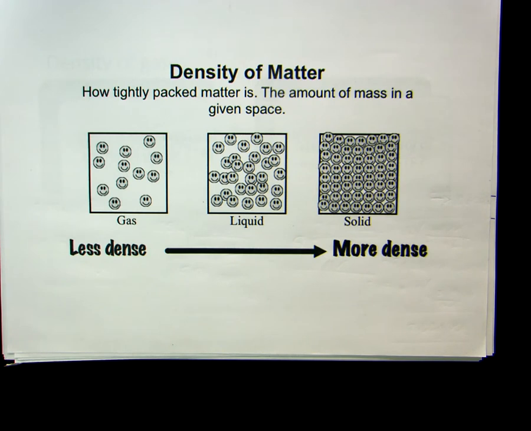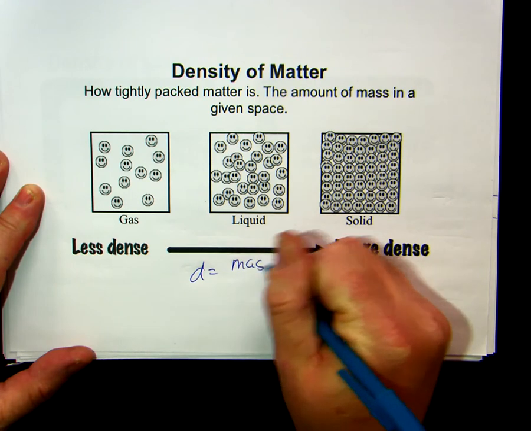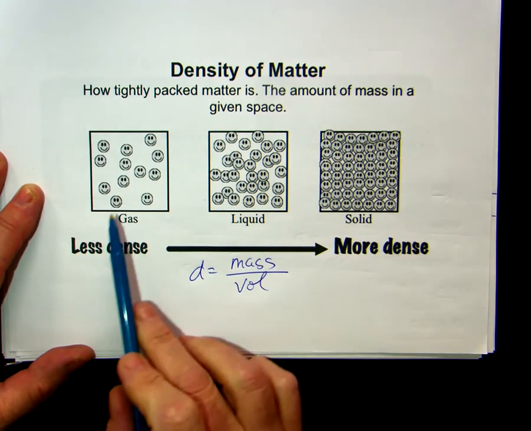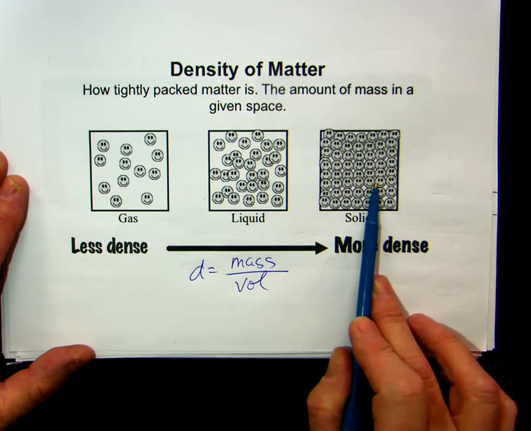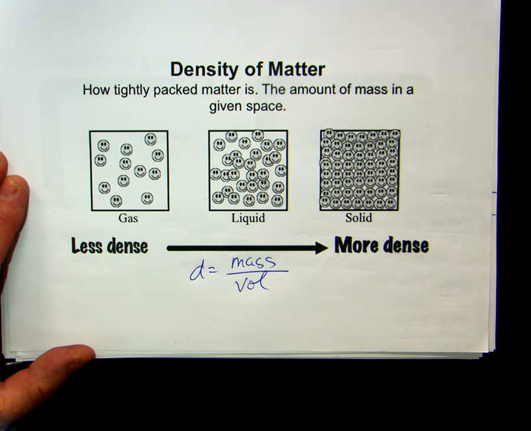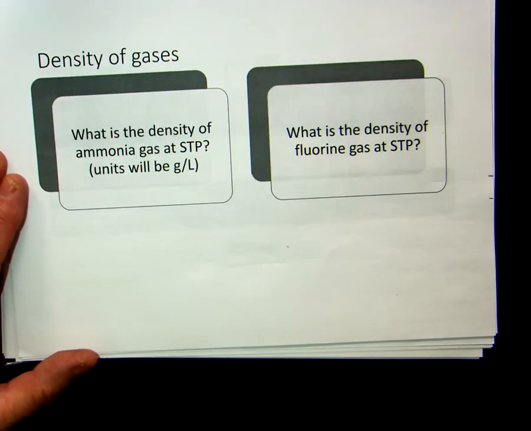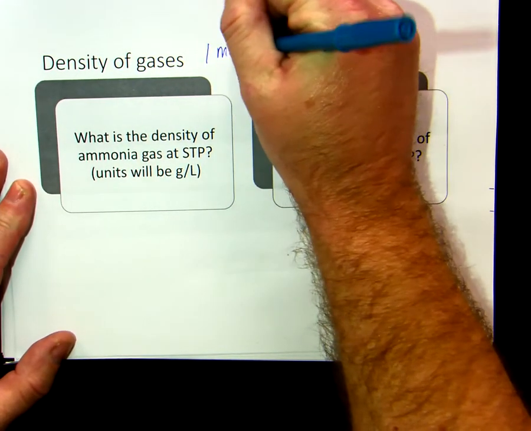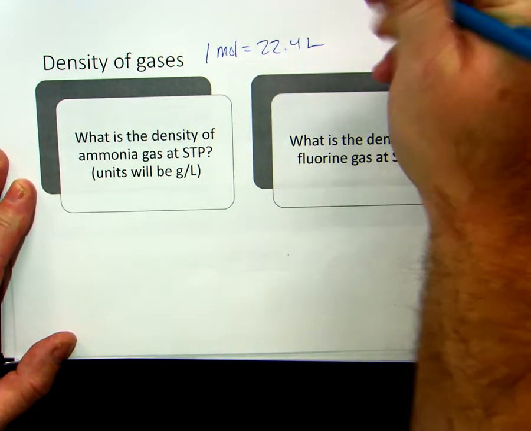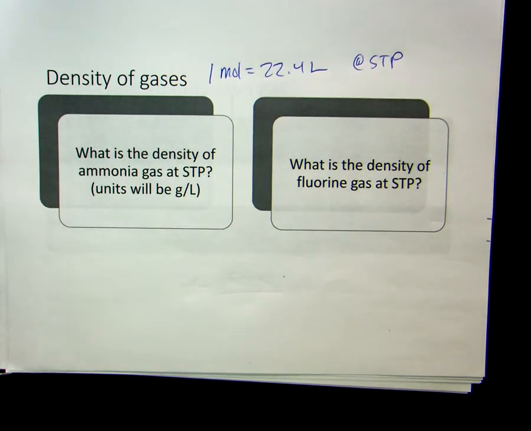All right, so this slide is just to remind you of the idea of density. Density, of course, is how much mass you fit into a given volume. If we have the same size volume, like in these squares, if you have more matter in it, it's very dense. If you have little matter in it, it's not that dense. Gases are the least dense of the three states of matter that we've studied. But we can use the molar volume at STP, where 1 mole equals 22.4 liters of volume. Again, that's only at STP.